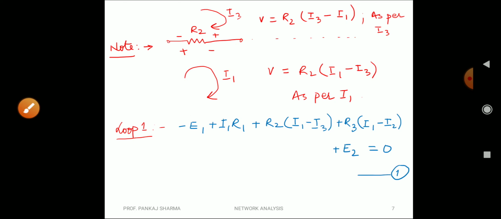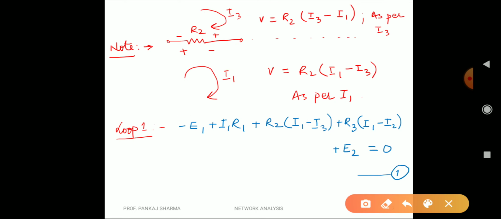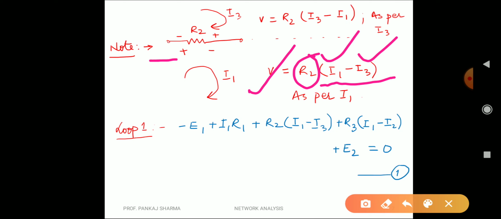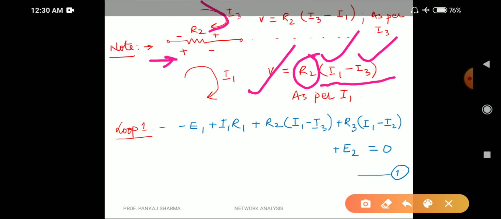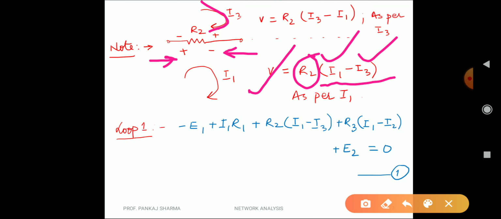Got you my point? Just see this. V is equal to R into I, R2, and I1 minus I3. I1 is positive and I3 is negative here. How? I1 is entering at the positive terminal and I3 is entering at the negative terminal. So it is the resultant of current I1 minus I3.